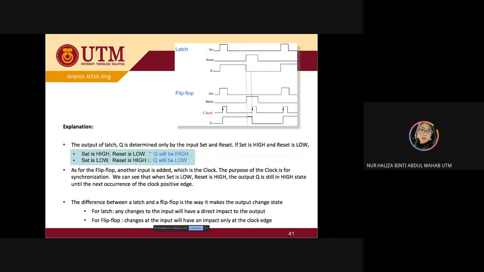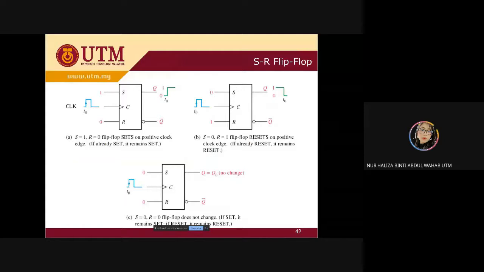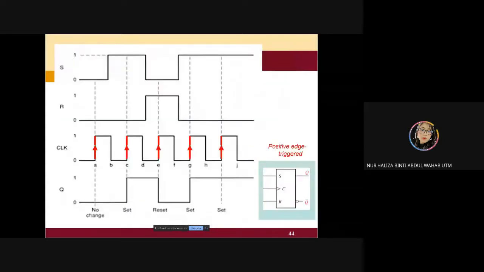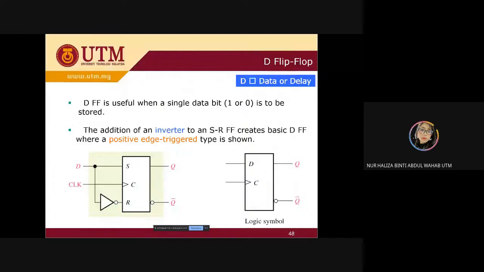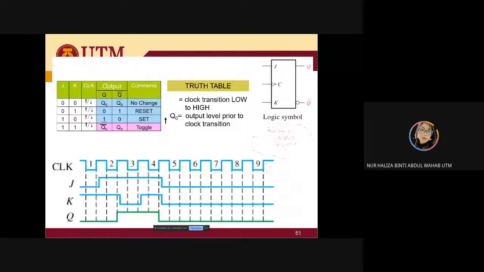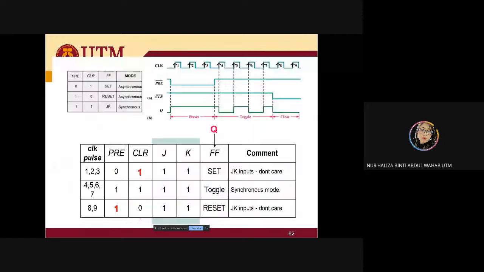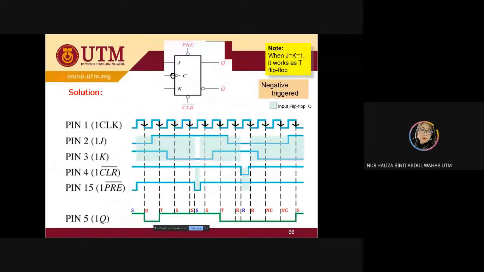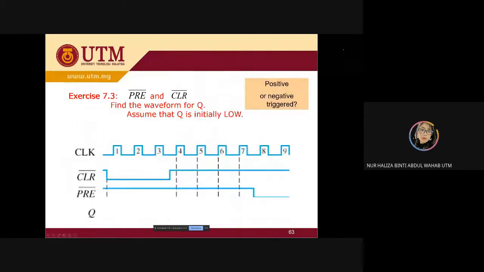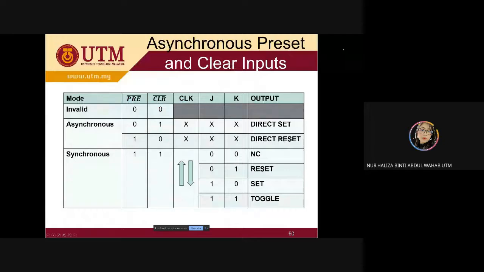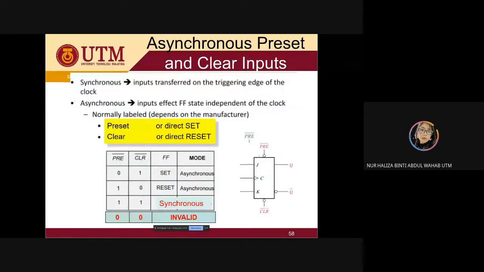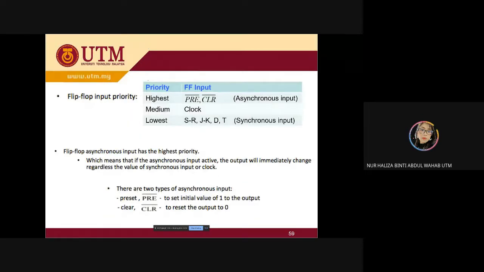Next, not only that, for your flip flop, you're going to meet with the things called as free and clear. You're going to meet with free and clear. And now you're going to learn on the priority table.